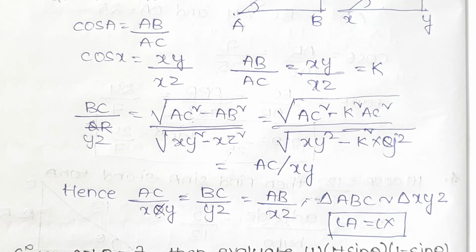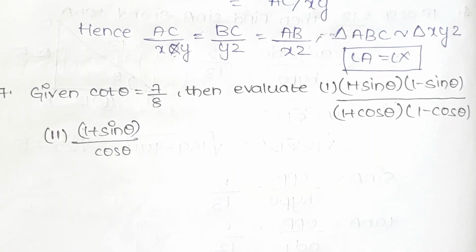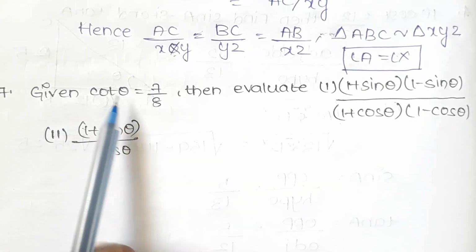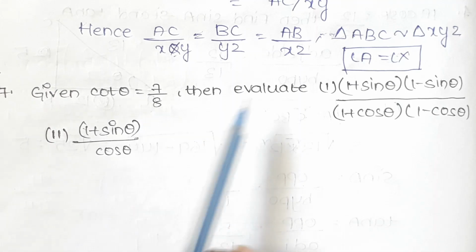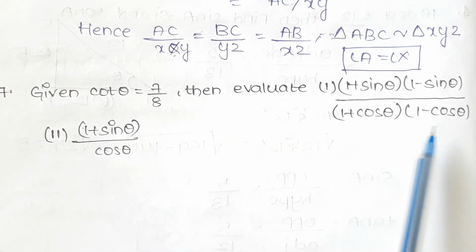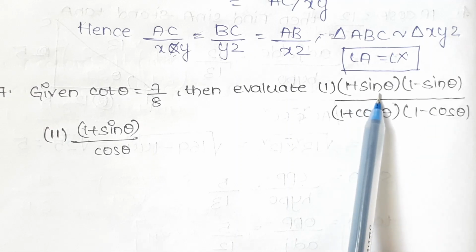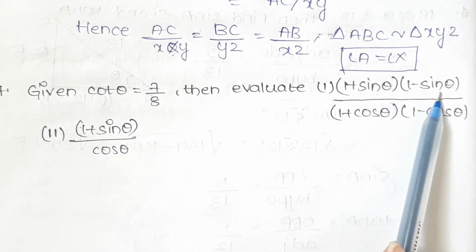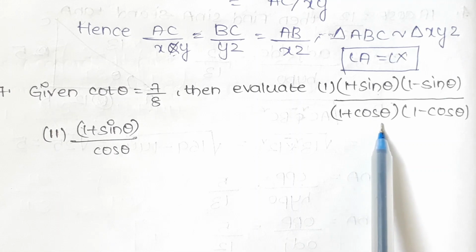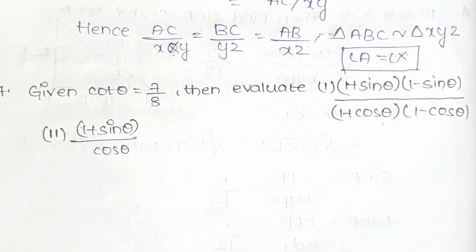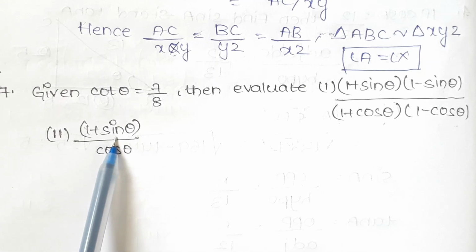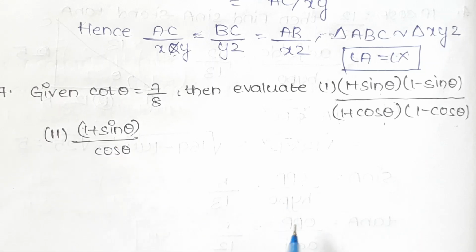And now let us see the seventh one. Here is the seventh one. Given cot theta equals 7 by 8, then evaluate: first one, (1 plus sin theta) into (1 minus sin theta) divided by (1 plus cos theta) into (1 minus cos theta), and the second one, (1 plus sin theta) by cos theta.